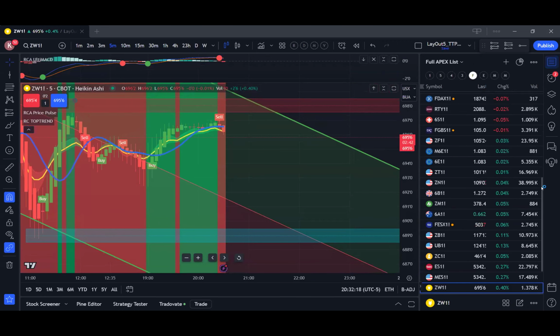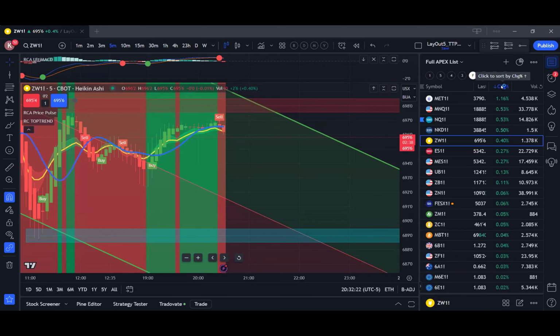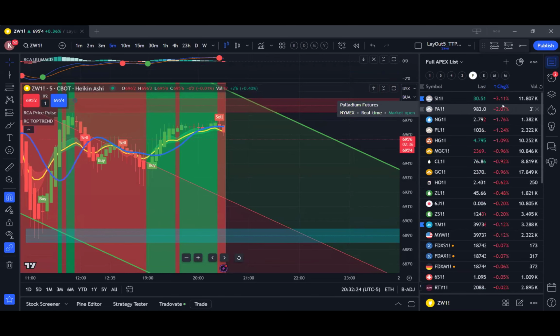By looking at the watch list, you can identify the trend. Whenever a trend is very strong, for example, here silver is 3% down, palladium is 2% down, natural gas is 1.76 down, platinum 1.25 down, copper is 1% down. So you can see a strong trend here, a bearish trend.